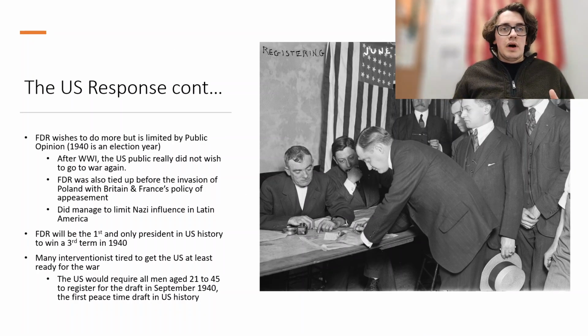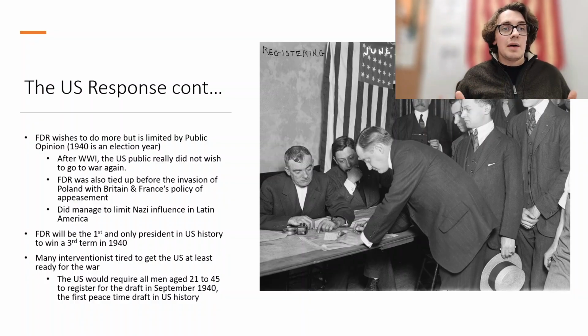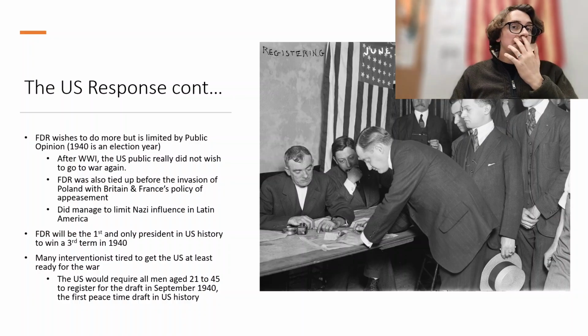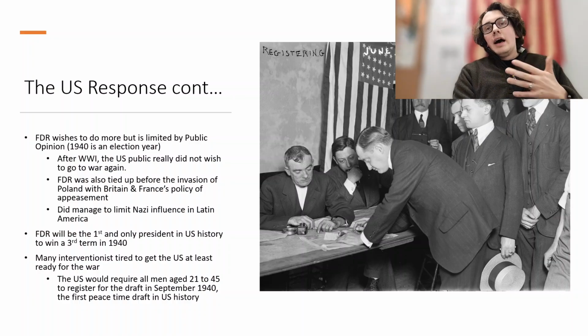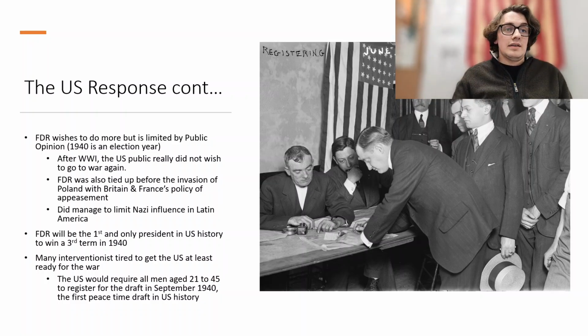To continue on the US response, FDR wants to do more, but he's kind of limited by public opinion in 1940. 1940 is an election year. FDR wants to win that third term. And again, the US doesn't really have an appetite for war after World War I. He tries to help before Germany invades Poland. He wants to stop Hitler, but again, his hands are also kind of tied by Neville Chamberlain and the French government of just kind of telling Hitler, yeah, you can take Czechoslovakia.